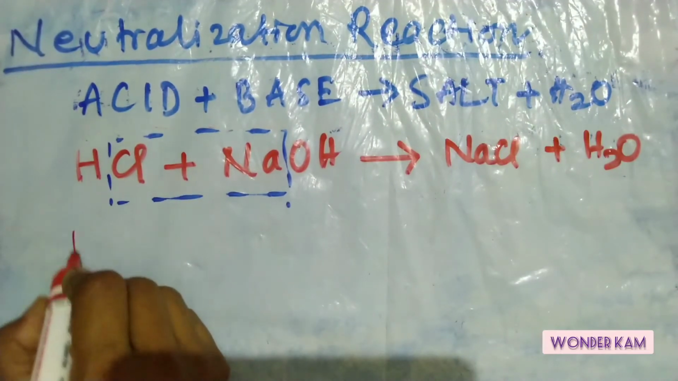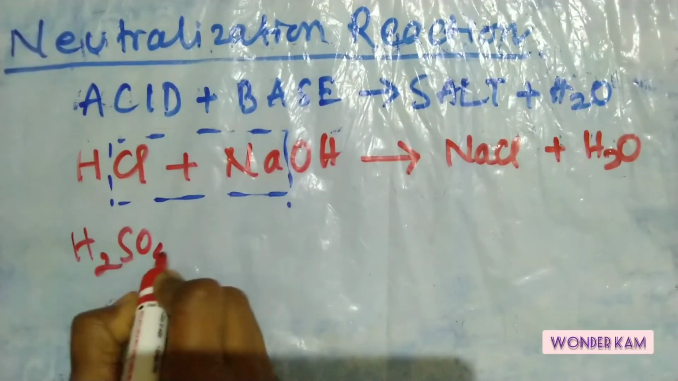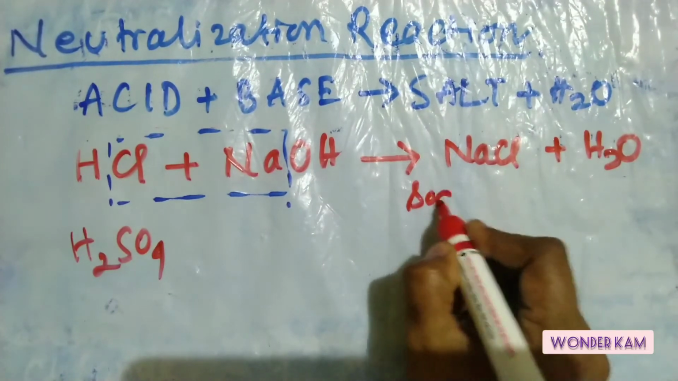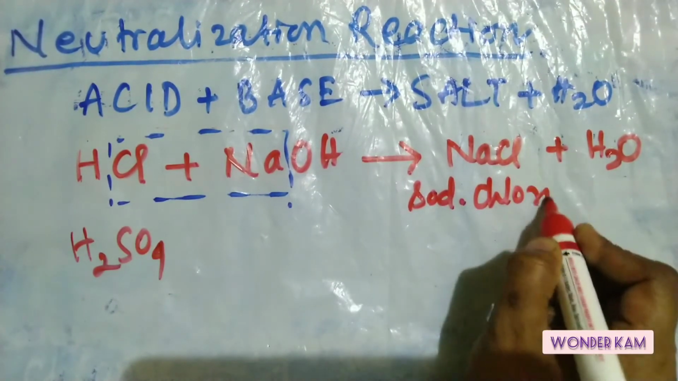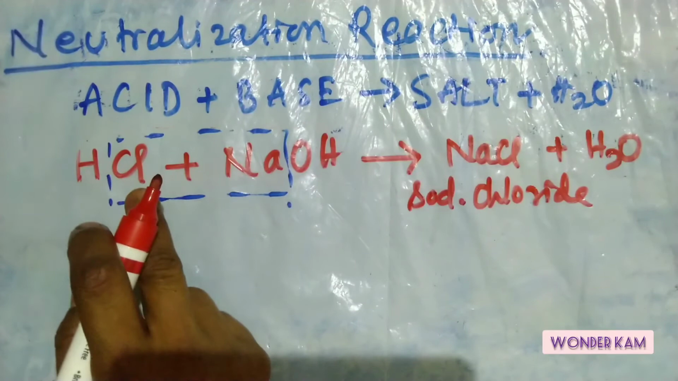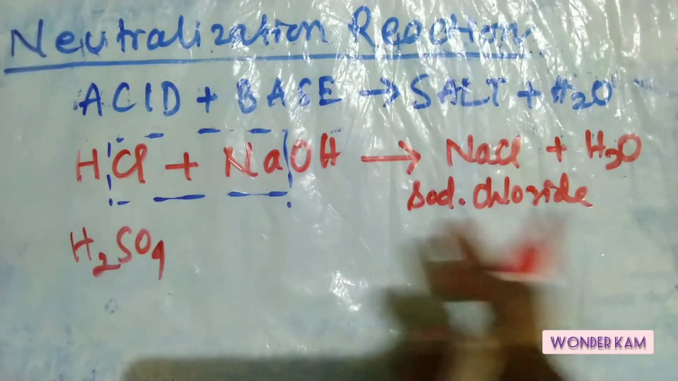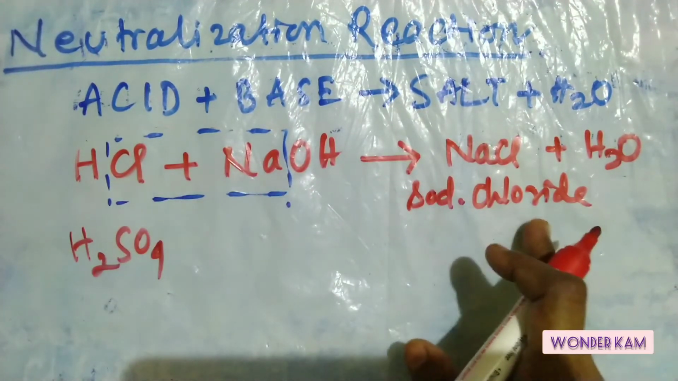Similarly, another you can see is sulfuric acid. So what is the product? This is sodium chloride. This is HCl, hydrochloric acid, so we get sodium chloride.